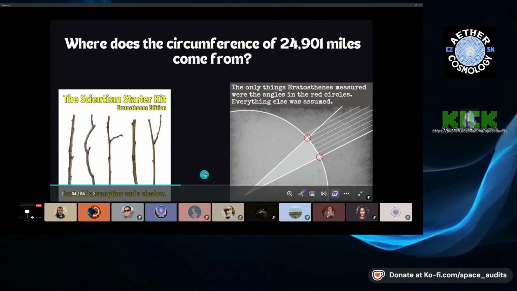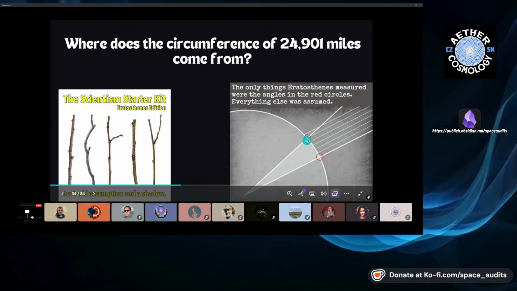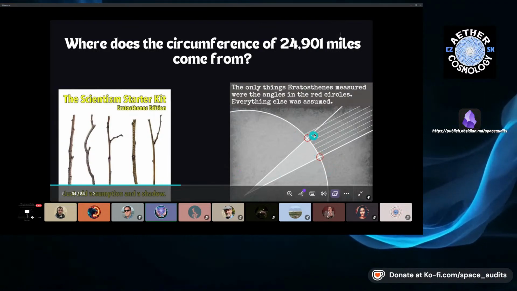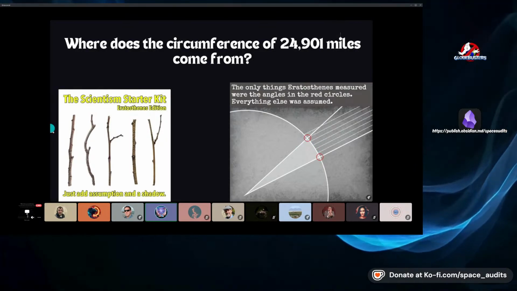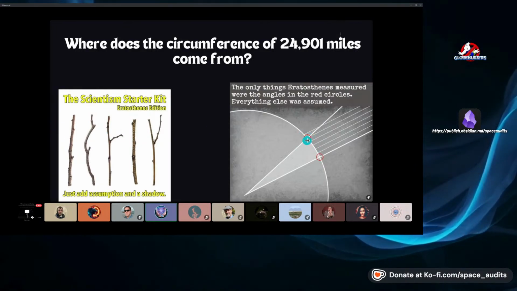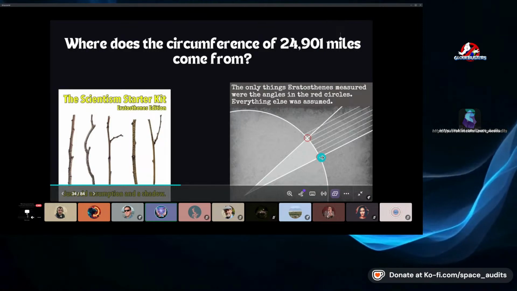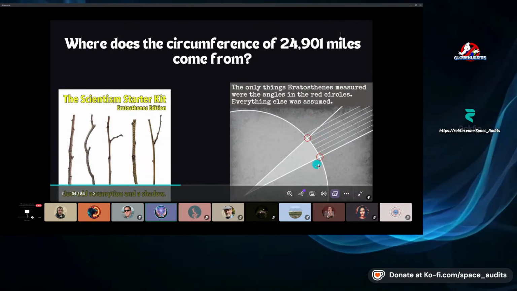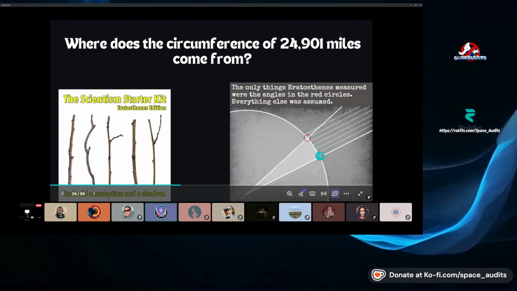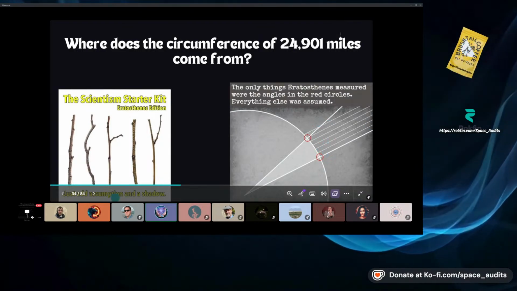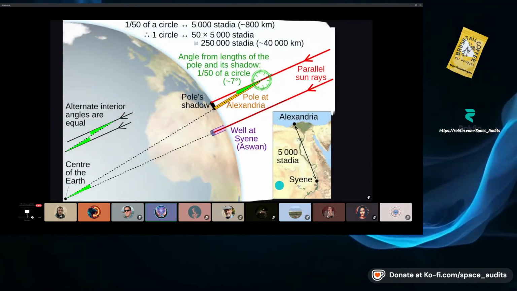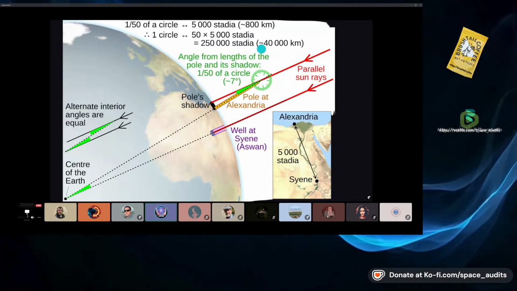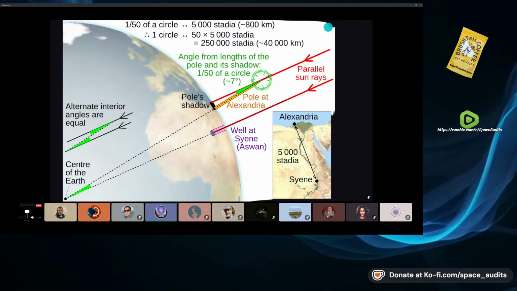As we go through a quick Eratosthenes example, notice here, this is all that was measured. Everything else is assumed. The only thing Eratosthenes measured was this angle and this angle. And he assumed parallel light rays and assumed this thing and used this distance measured in stadia at 800 kilometers to actually get the distance. Here, let's do the math. So he did it in stadia. He approximated it to be 40,000 kilometers.